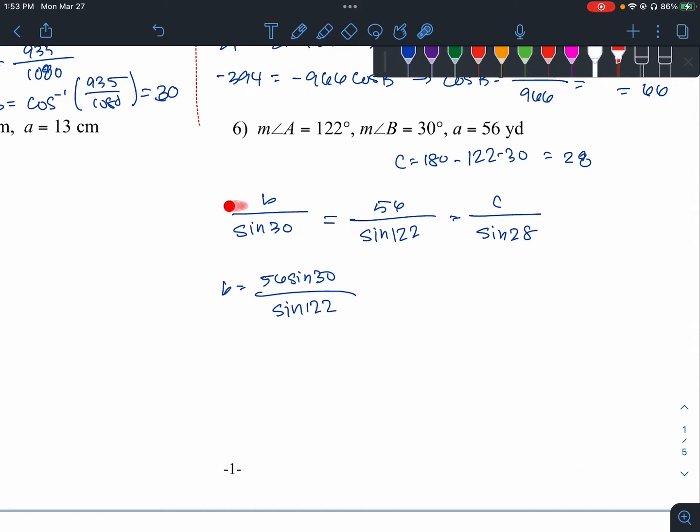And then if you ignore this part right here and just focus on these 2 parts, you can multiply the top here by sine of 28, top here by sine of 28. So you get C is equal to 56 sine of 28 divided by sine of 122. And then you punch those into your calculators and should be good.